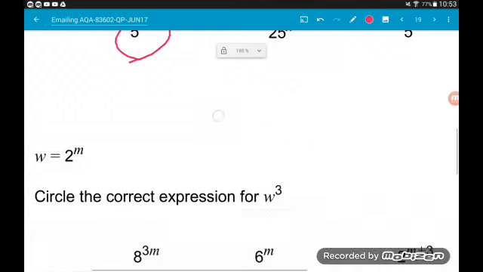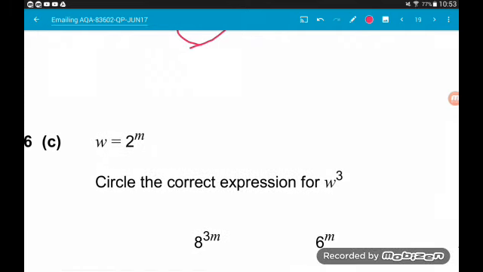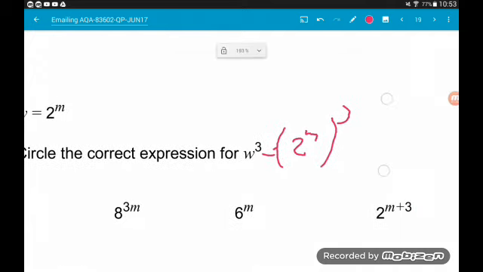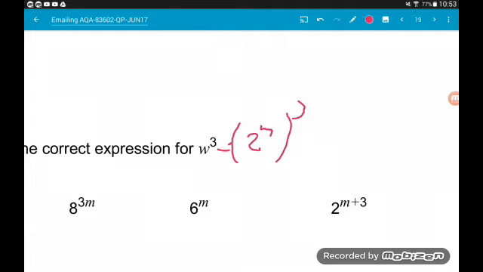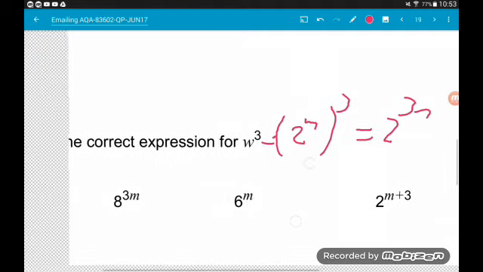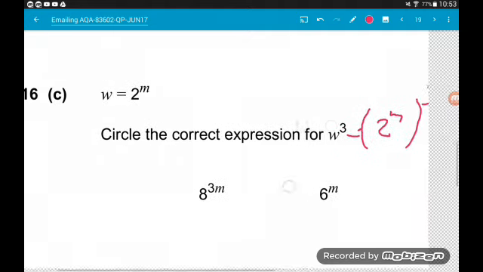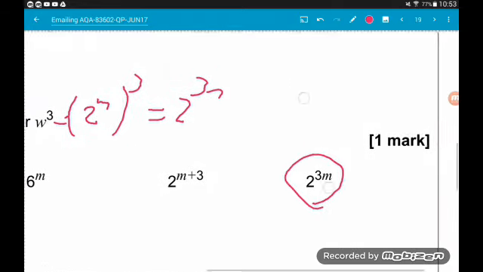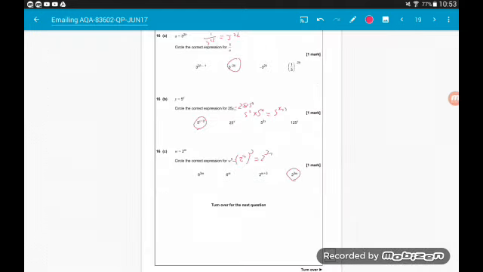Okay, and then part C, w is equal to 2 to the power of m. We want to circle the expression for w cubed. So w cubed is 2 to the power m, cubed. Remember then with indices separated by brackets, you multiply them together, so we get 2 to the 3m. Where's it hiding? There it is. Okay, I think that's the last part. Yep. Okay guys, that's part 2 done.